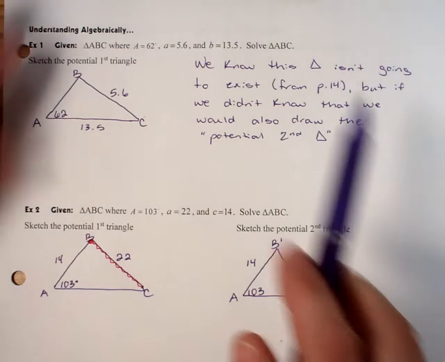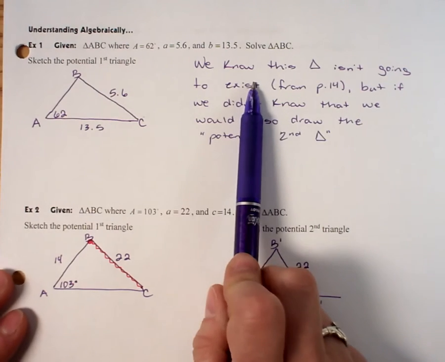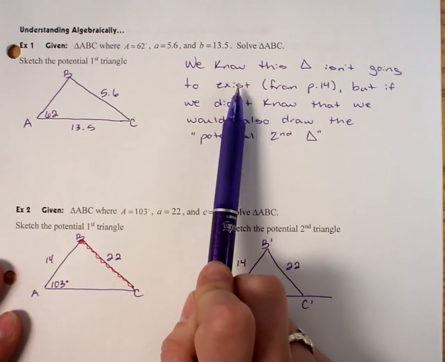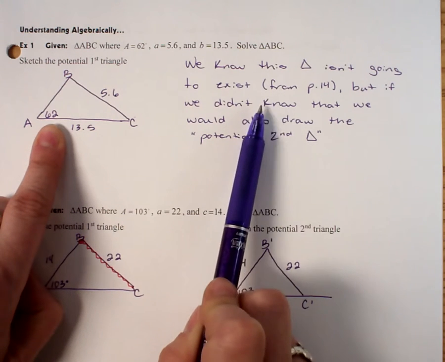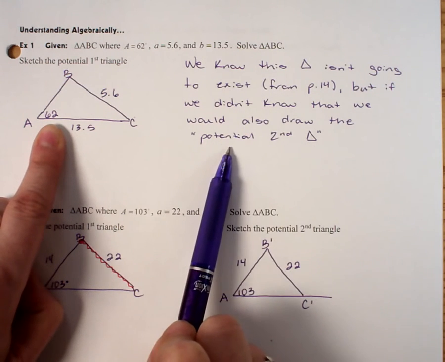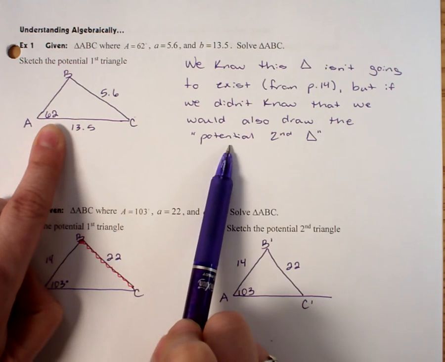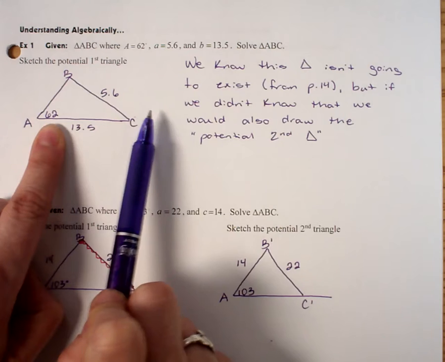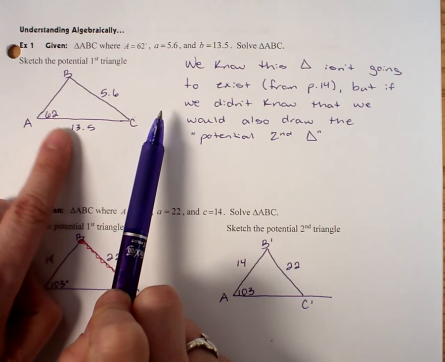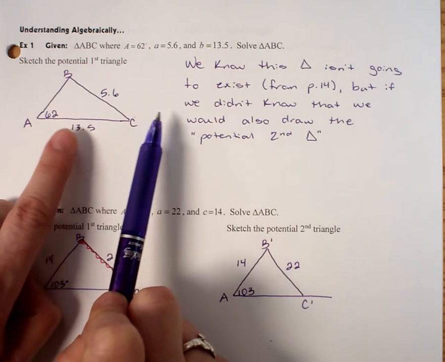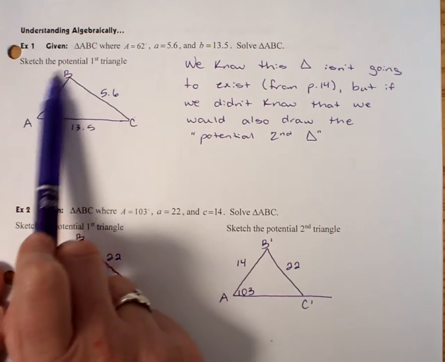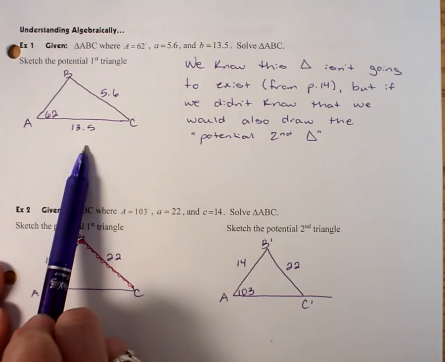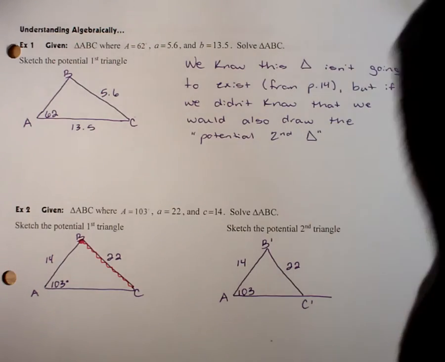The thing I do want to point out is that because we already know that this triangle is not going to exist from that previous page, I did not bother drawing the potential second triangle. In reality, you would need to draw it because you don't know what's going to happen. You don't know if it's going to be a 0, a 1, or a 2. So let's take this, knowing where we're going to land, and find out what happens algebraically.